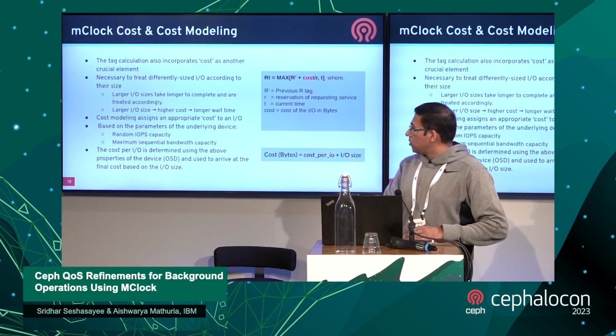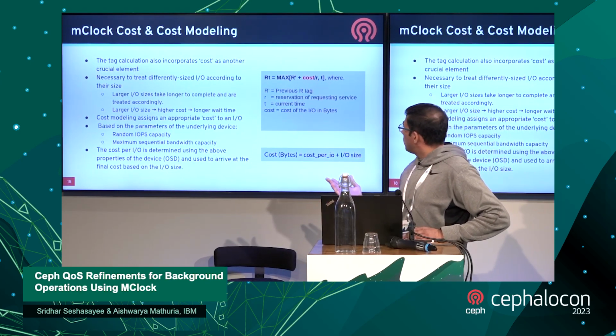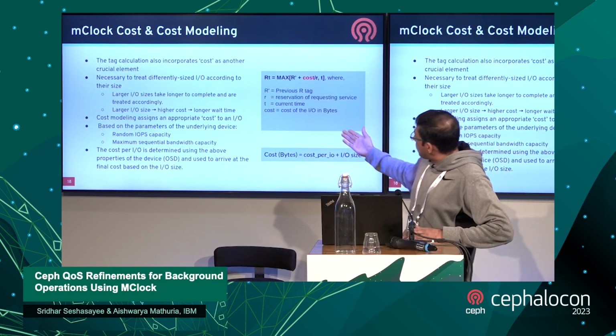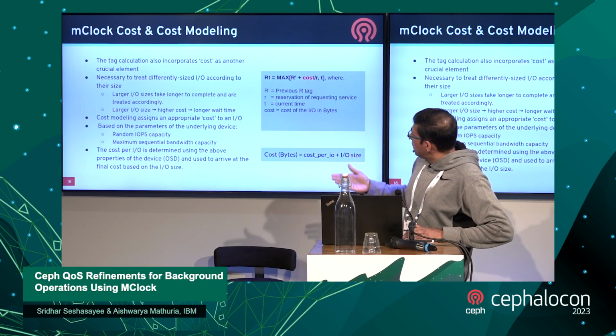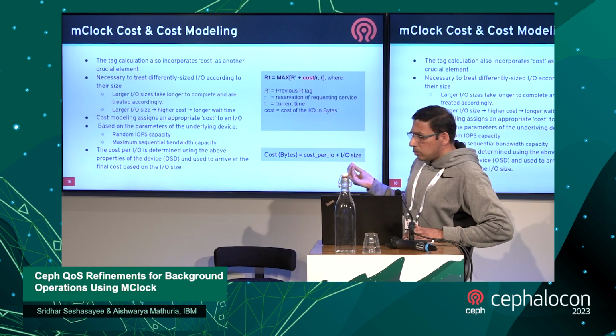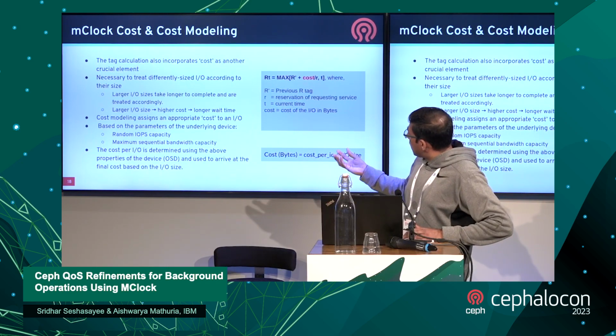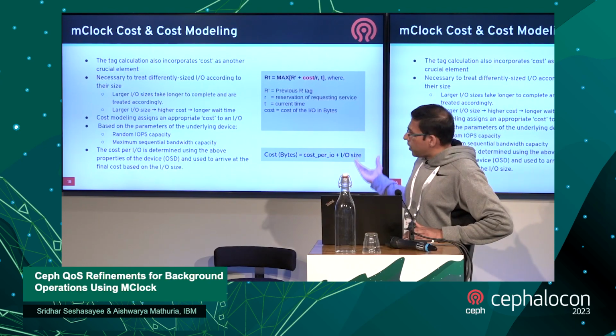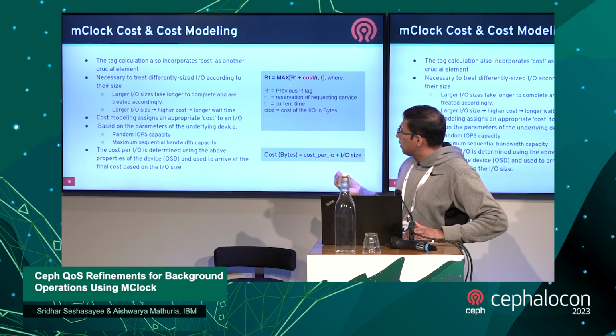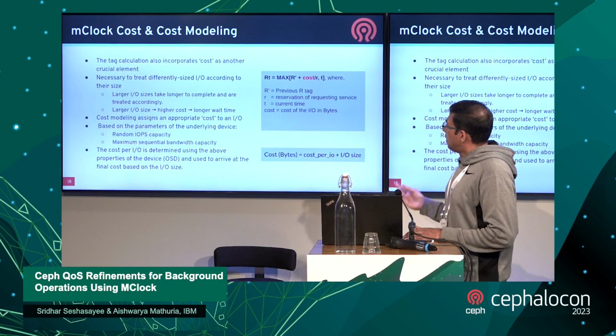So if you look at the modification in the formula, earlier it was r prime plus 1 over r. Now what we do is incorporate the cost into this formula, and it will become r prime plus the cost over r. So the cost of that specific operation now plays a crucial role as well.